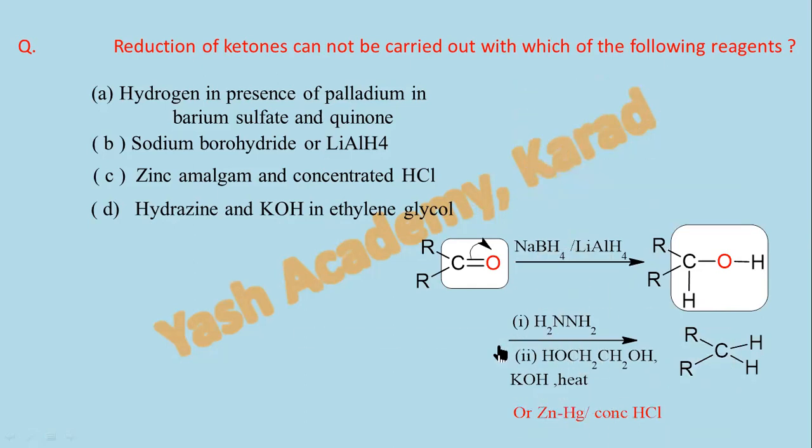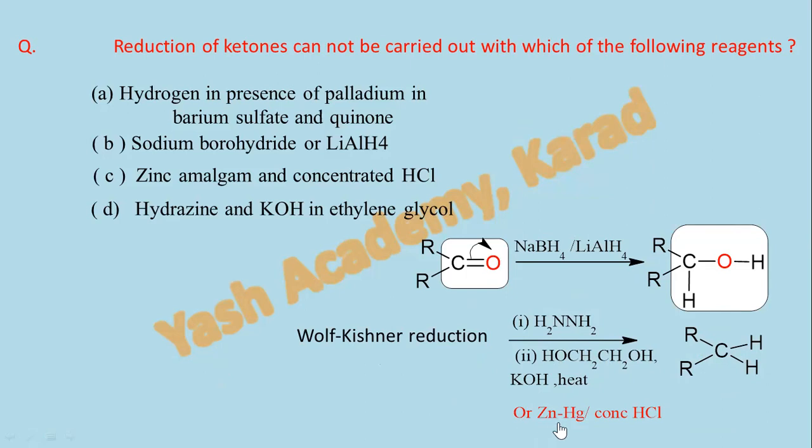This is nothing but Wolff-Kishner reduction. That is, first reaction with hydrazine, and second, on heating with KOH in presence of ethylene glycol, gives an intermediate, that is the hydrazone, and then gives a final product, that is the CH2, means here alkanes are formed. So the C=O group is reduced to CH2 group in Wolff-Kishner reduction.